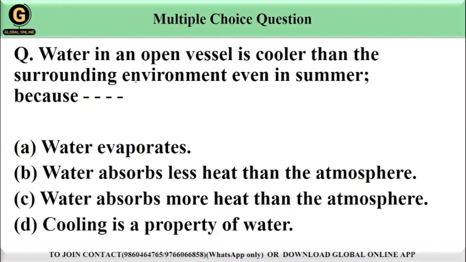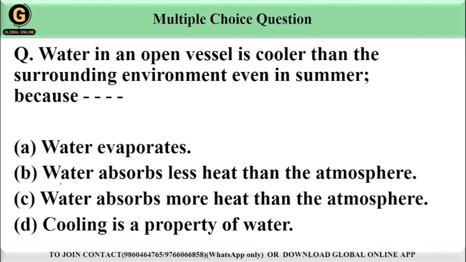Let's see the next question. Water in an open vessel is cooler than the surrounding environment even in summer because dash dash. We have options for this. Option A, water evaporates. Option B is water absorbs less heat than the atmosphere. Option C, water absorbs more heat than the atmosphere. And option D, cooling is a property of water.